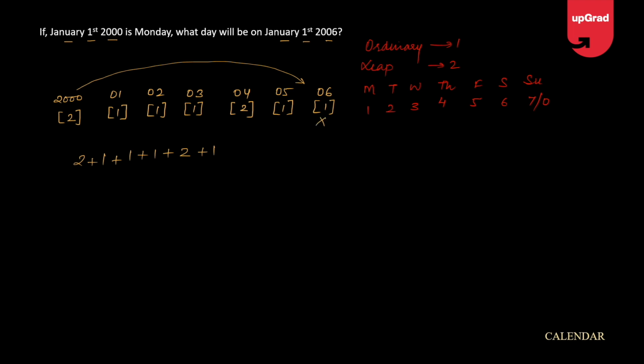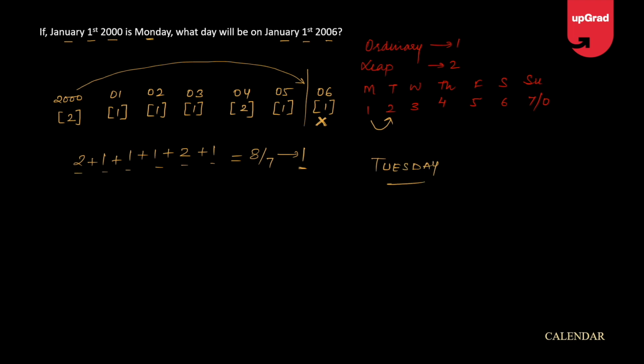I am not going to count this odd day; I'll tell you the reason in a few minutes. So from 2000 to 2006, I have counted only the odd days till 2005. Let's see the total: 2 plus 1 plus 1 plus 1 plus 2 plus 1, which is 8 odd days. That means 1 odd day. So if this was Monday, adding 1 takes us from Monday to Tuesday, and that's my answer to the question.